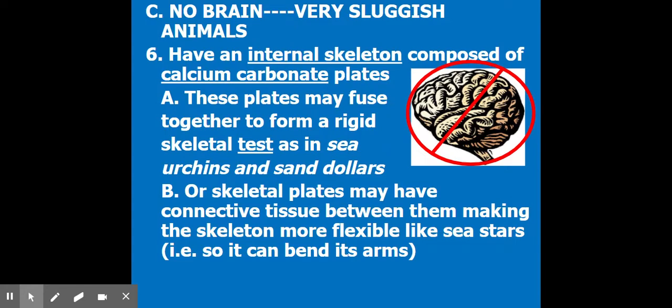They're not always fused together, so they're not fused together in something like a sea cucumber. They're spread out and more microscopic. In something like a brittle star, they could have connective tissue between them, making them flexible. So these calcium carbonate plates in a brittle star look similar to our vertebrae, and it helps their arms be wiggly and flexible.